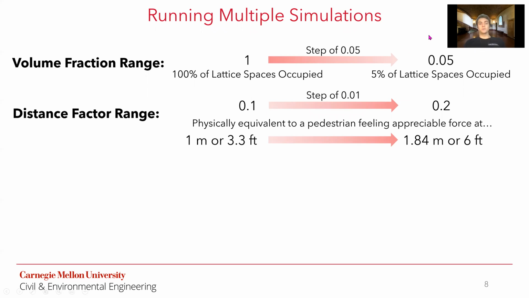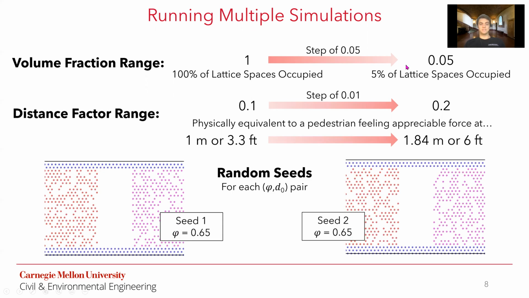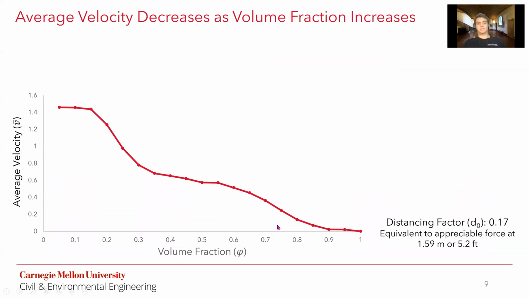Finally, in order to increase our statistical confidence in our findings, for each fixed pair of volume fraction and distancing factor, multiple simulations were run with random seeds that would change the initial spatial configuration of the pedestrians. So you can see here we have two initial setups. They actually have the same volume fraction of 0.65, but in one we have a random seed here and we have a different random seed here. You can see that the initial spatial configuration for the pedestrians is different. All right, let's look at some results.